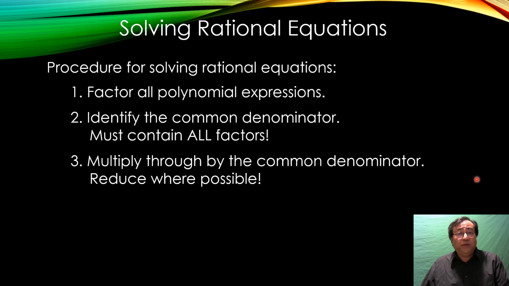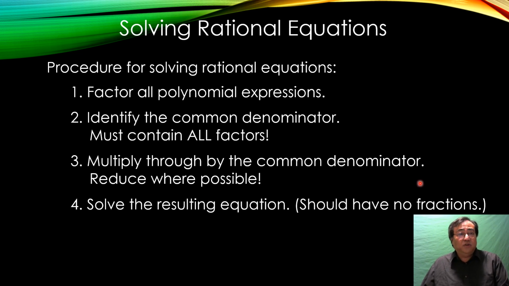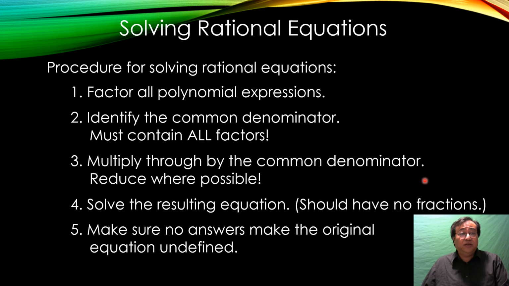We're going to multiply through by the common denominator. What happens is when we multiply through by the common denominator, we are getting rid of the rational expression. We are making it fractionless. So we're going to solve the resulting equation, and it should have no fractions because we multiplied through by the common denominator, and then make sure the answers we found don't make the original equation undefined. And we'll see an example of that.